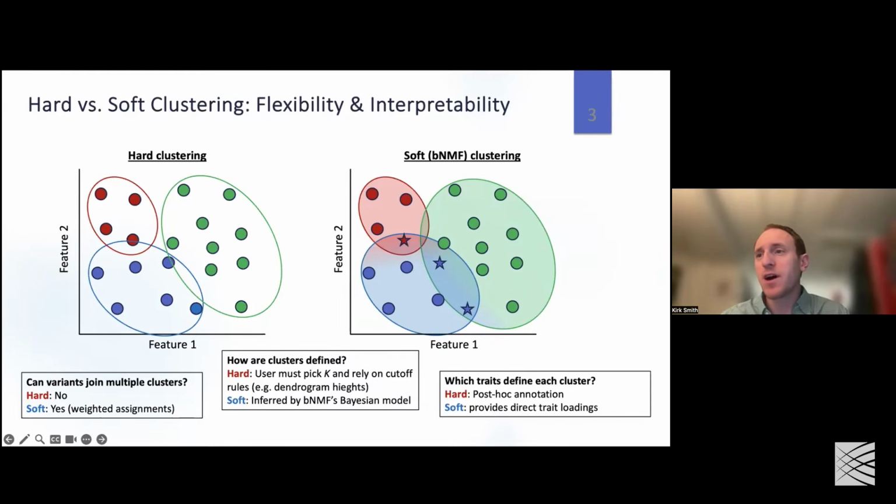So from here on out, I'll be focusing on our specific soft clustering method, which is called Bayesian non-negative matrix factorization, or BNMF. Now with BNMF, the optimal clusters are given as an output of the model. So that takes away any or most of the user bias in terms of picking the optimal K. And then in addition to that, we get the trait loadings for each cluster as an output of the model. So that gives us immediate insight into what is driving each cluster.